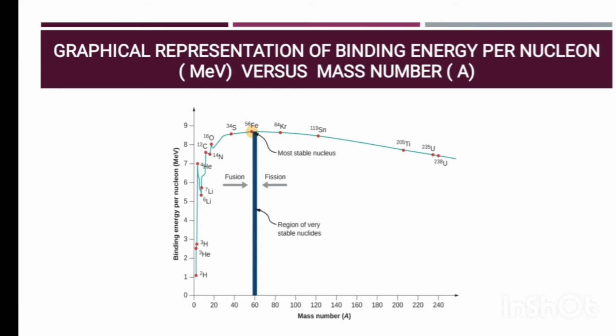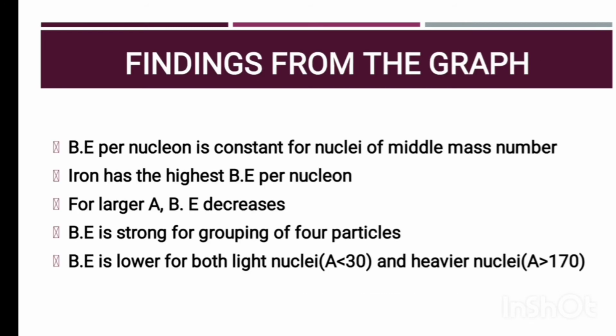Now, let's move on to the conclusions we get from the graph. From the graph, we understood that the binding energy is constant for nuclei of middle mass number. This means that the binding energy per nucleon is practically independent of the atomic number for nuclei having mass number between 30 and 170.